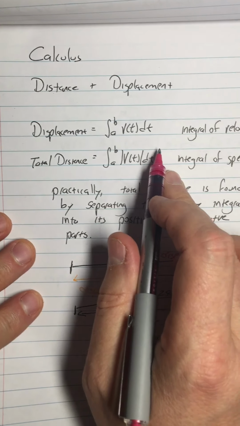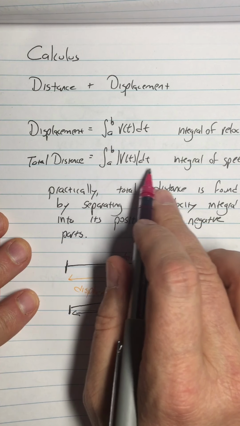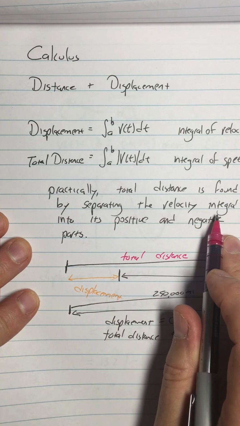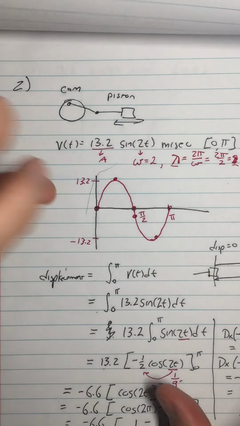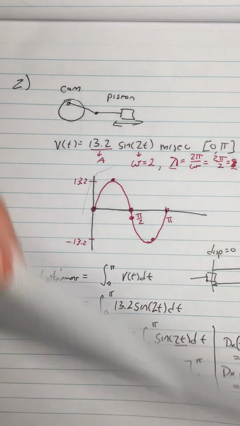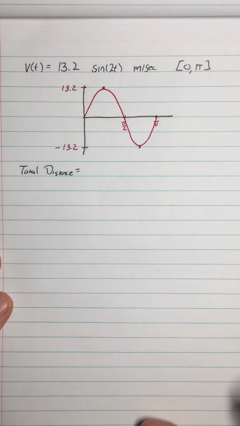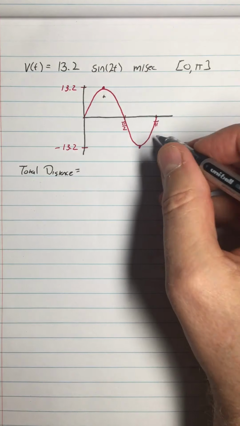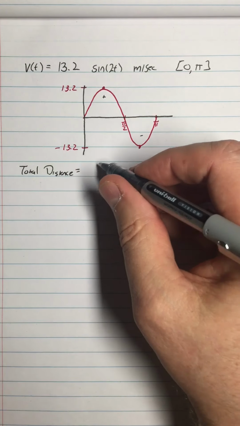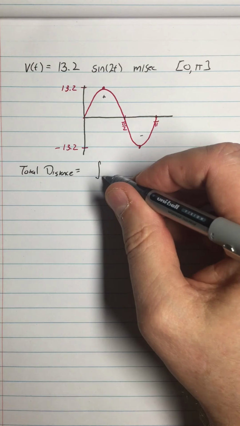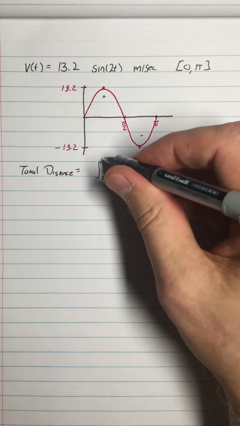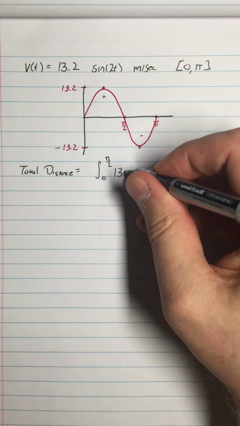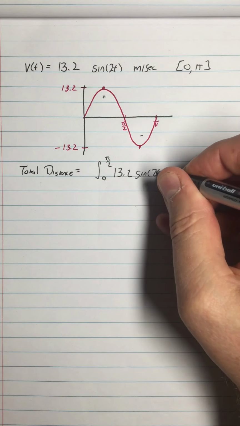All right, so now we're going to think about the fact that we just did displacement, and that's the easy thing. You just do the integral of velocity. For total distance, it's the integral of absolute velocity, but as a practical matter, we're going to split up the velocity integral into positive and negative parts. So here's a positive part and here's a negative part. We're going to divide the limits of integration, the interval, from 0 to pi over 2, of our velocity function, which is 13.2 sine of 2t dt.